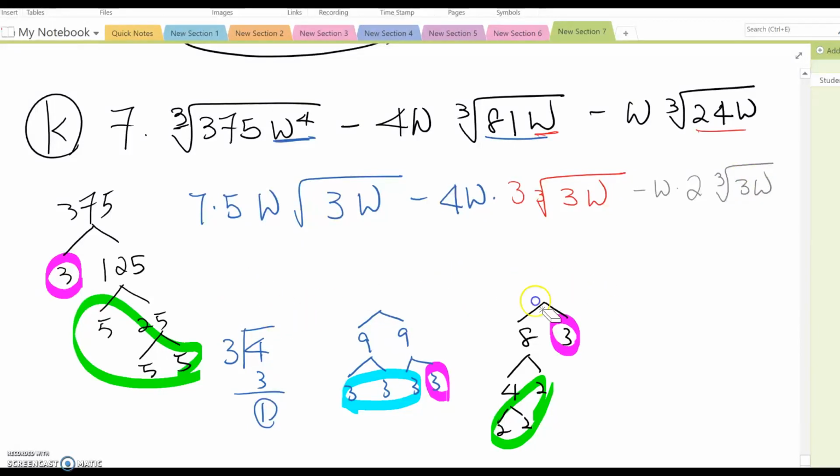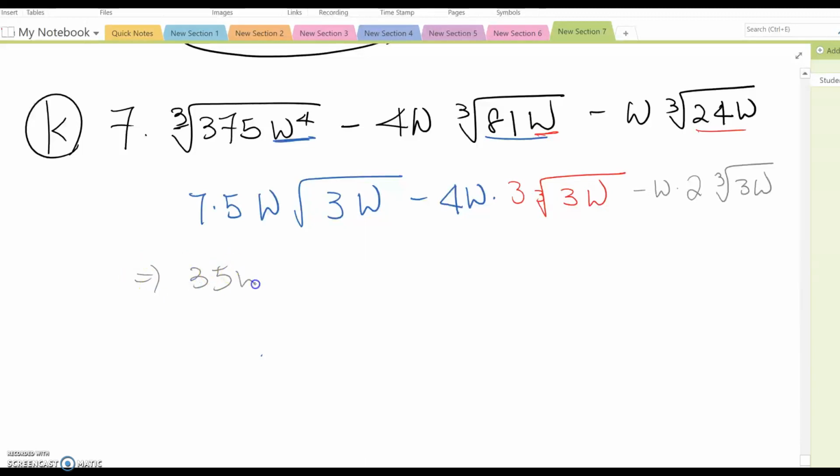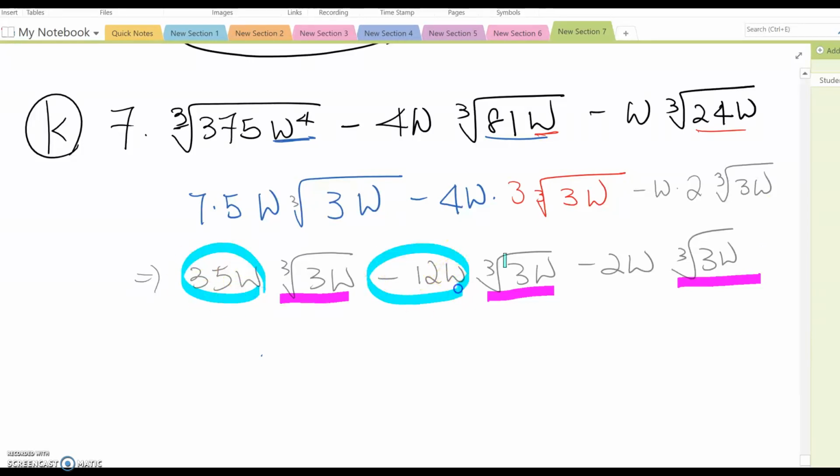Okay, so now we can simplify by multiplying all the known values outside. This becomes 35w cubic root 3w minus 12w cubic root 3w minus 2w cubic root 3w, right? As you see, they all have cubic root 3w. Therefore, you can just simplify all these outside values. If you do it, the answer comes out to 21w cubic root 3w.